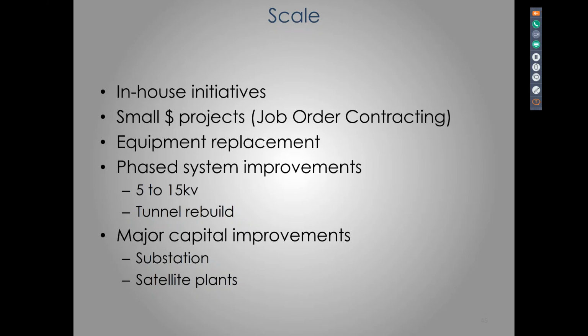Often it's satellite plants where the campus has grown beyond the capacity of the original distribution system, and a satellite plant needs to be added. So I guess I just want to say utility roadmap and utility planning isn't just big projects and big capital improvements. It starts at the small scale and works its way up.